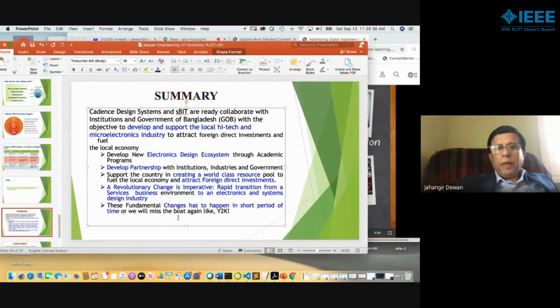And what will happen in that case? Our dream is to create a high-tech economy, as well as to take Bangladesh onto the developed country list in X number of years. That can happen only if we are developed with the high-tech industry. Otherwise, it is going to be very, very difficult to bring Bangladesh onto the developed country map.